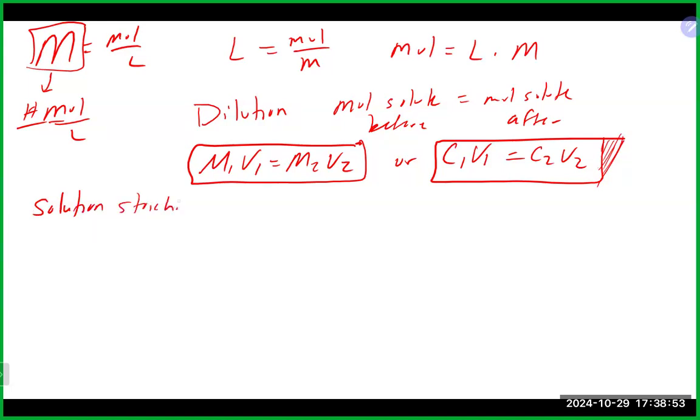Now, remember, solution stoichiometry problems are basically the same as regular stoichiometry problems. They could be a regular stoichiometry problem. They could be a limiting reagent type problem. But the main difference is a lot of times we will use molarity and volume to get moles. So in that second step, where we want to convert things to moles, we'll use the volume and the molarity to do that.